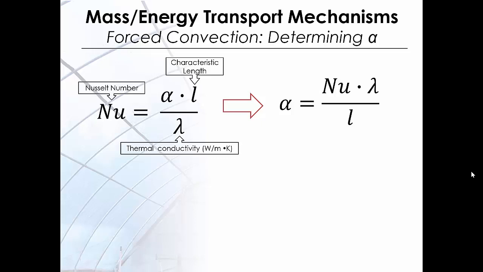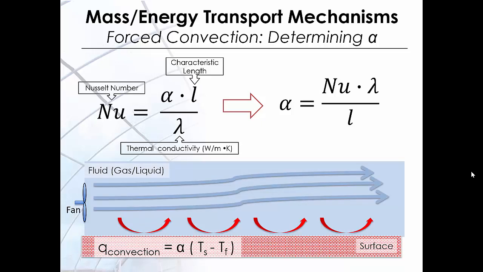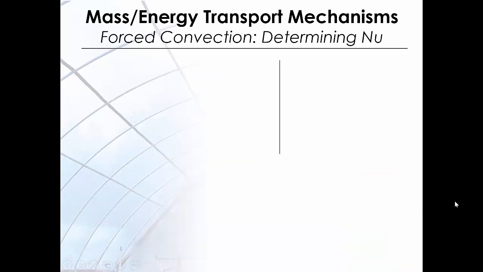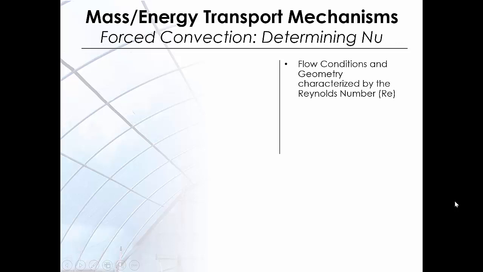When the fluid flow is caused by external factors such as pressure gradients causing wind over a greenhouse, the convection is called forced convection. The flow conditions and geometry of the flow field are characterized by the Reynolds number. The properties of the flowing medium are characterized by the Prandtl number.